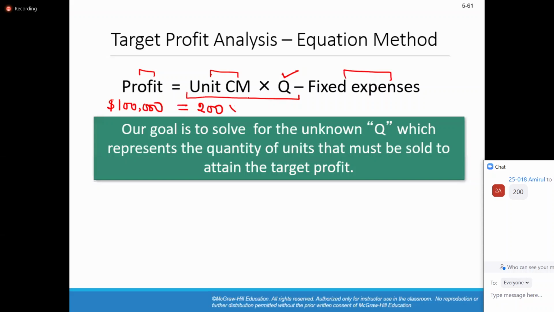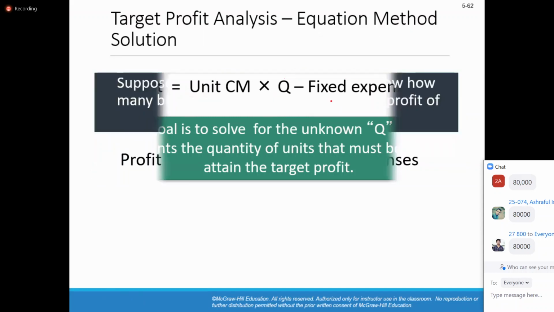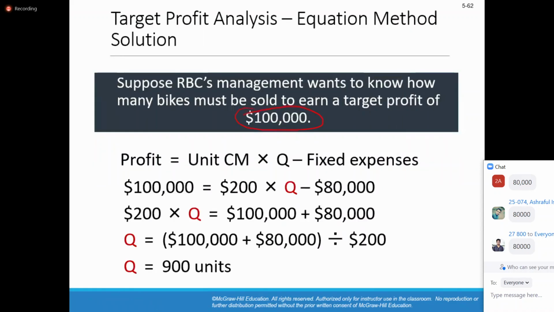Okay, so what can we do? We would like to solve for Q, so Q is unknown. Can you recall the fixed expenses? Was it 60,000, 100,000, or a number between these two? Yeah, good, 80,000. Okay, so if you solve the equation for Q, you'll get Q equal to 900 units.